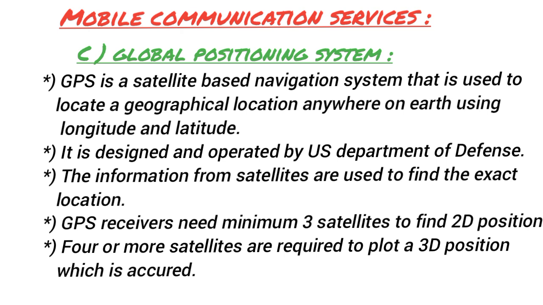Global Positioning System. GPS is a satellite-based navigation system that is used to locate a geographical location anywhere on Earth using longitude and latitude. It is designed and operated by the US Department of Defense. The information from satellites is used to find the exact location. GPS receivers need a minimum of 3 satellites to find 2D position. 4 or more satellites are required to plot a 3D position, which is accurate.